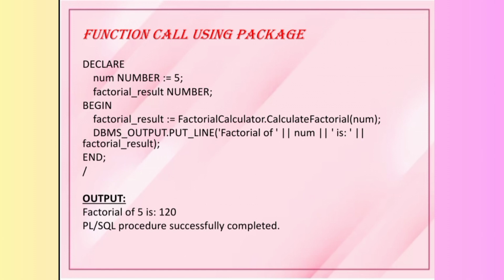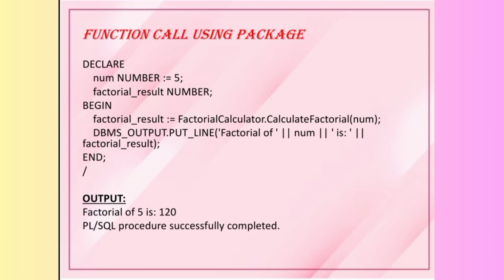Third step, using the package. In the declare section of the program, we will declare the variables. Here we use two variables, num and factorial_result. Both are of number data type. Initially, the value 5 will be stored in the num variable. In the begin section, we will call the function. Here is how we call the package: factorial_calculator is the package name, then a dot, and then the object name. Here the object name is the function name, calculate_factorial, with the parameter num.